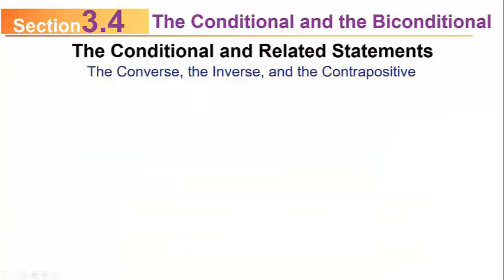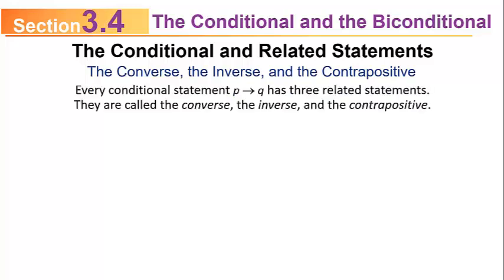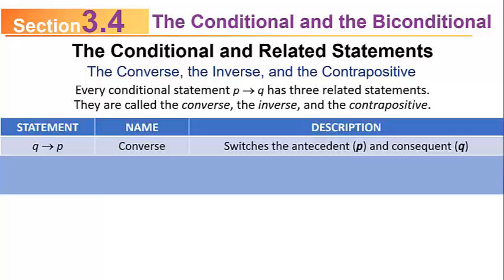Now let's turn our attention to three statements that are closely related to the conditional: the converse, the inverse, and the contrapositive. Every conditional statement of the form P implies Q has three related statements: the converse, the inverse, and the contrapositive. The converse of the statement P implies Q is the statement Q implies P. You're simply switching the antecedent with the consequent. In other words, you're switching the P and the Q.